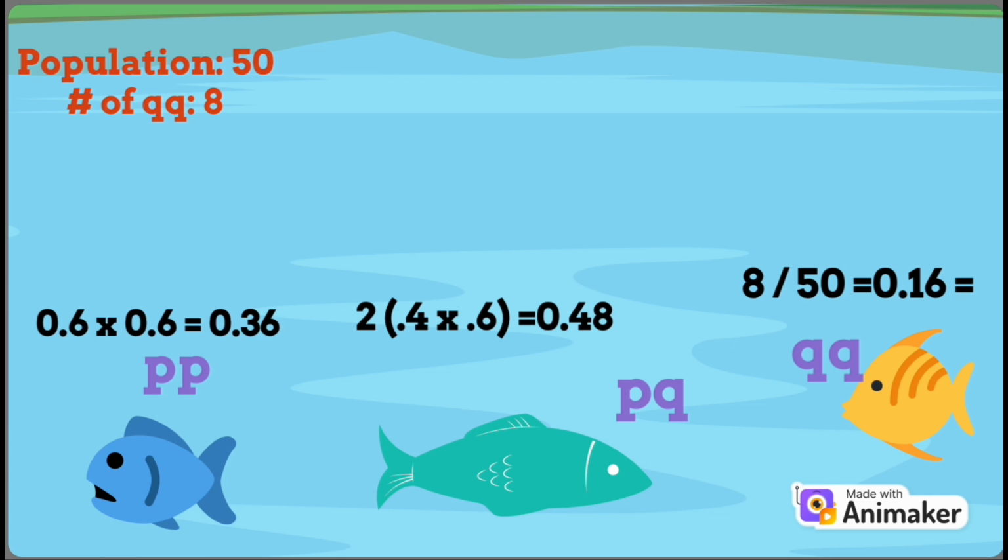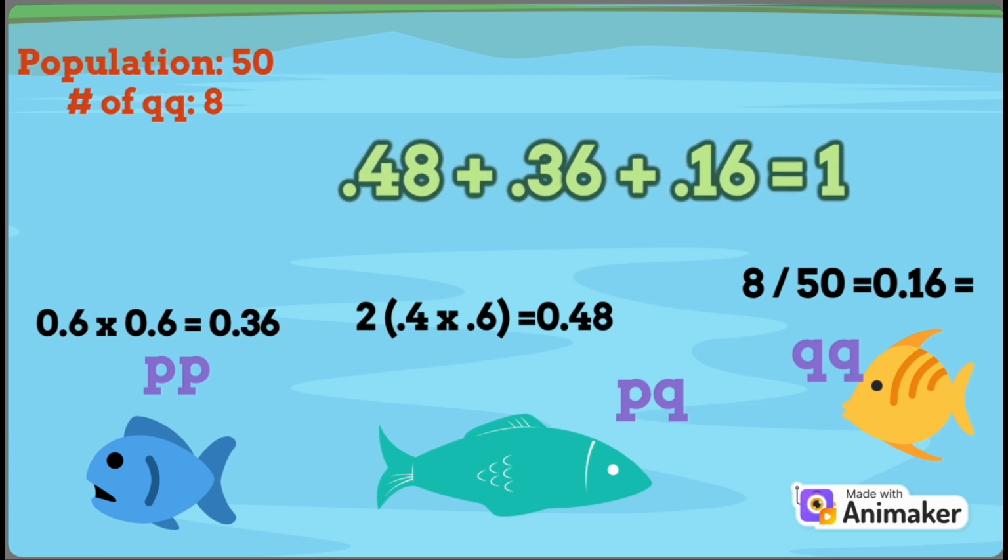So if we want to check our calculations, we can add all of our calculated values up, and they should equal 1, which they do. And if our calculated values align with the actual observed values, that means that this population is in the Hardy-Weinberg equilibrium, which means that allele frequencies are remaining constant.